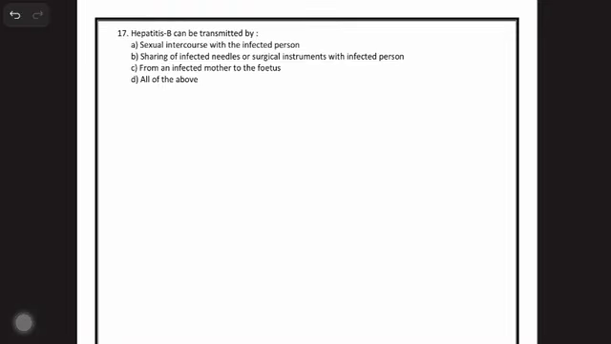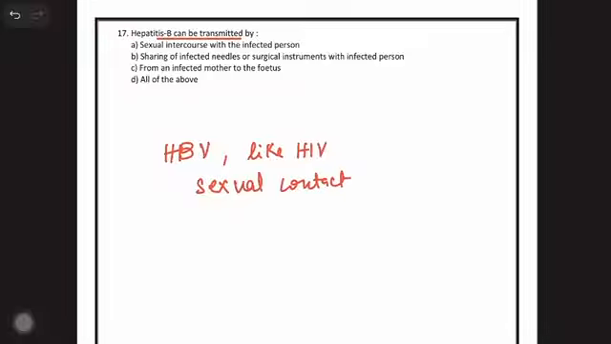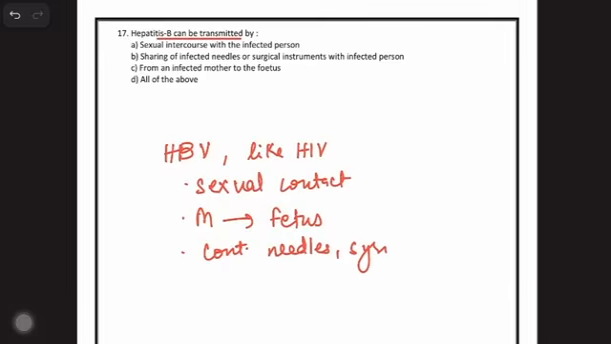Going to the 17th question. Hepatitis B can be transmitted by. Hepatitis B is caused by a virus called hepatitis B virus. Like HIV, it spreads by sexual contact, from the mother to the fetus, by sharing contaminated needles or syringes, and therefore IV drug abusers or drug users are at high risk.